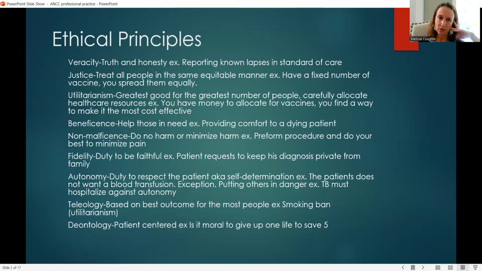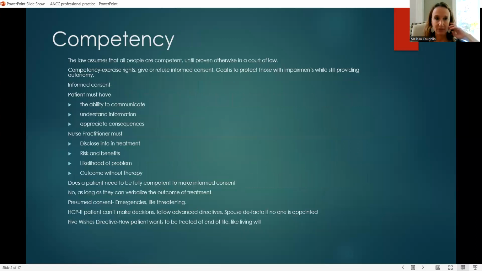Teleology. I don't really know even how to pronounce this, but I've seen it on tests. So it's based on the best outcome for the most people, like a smoking ban. And then the next one is a patient-centered model. That is also an example of a moral dilemma, to give up one life to save five.